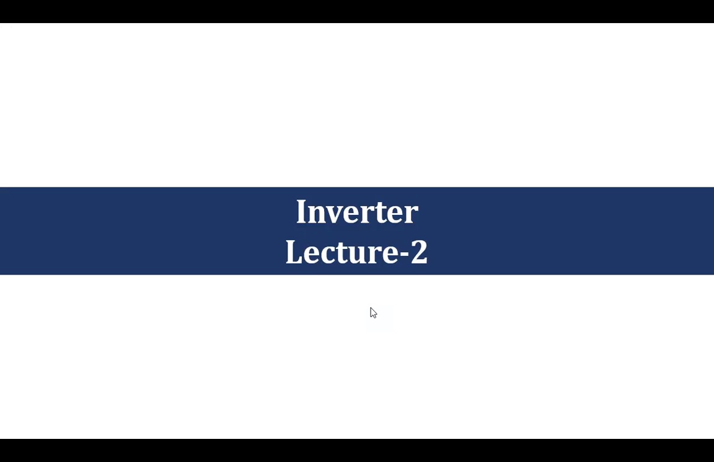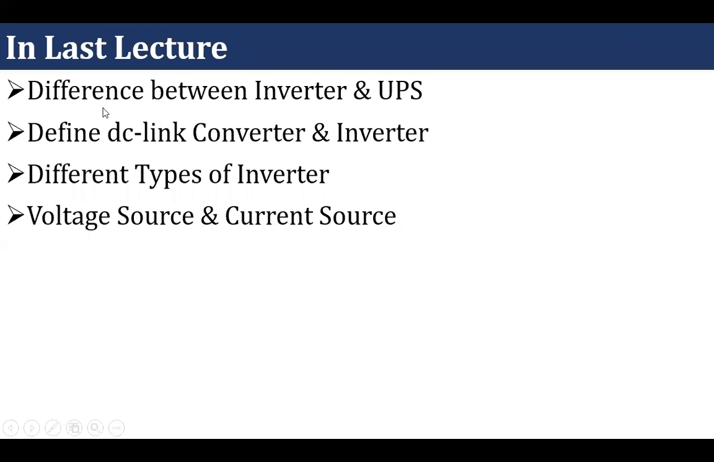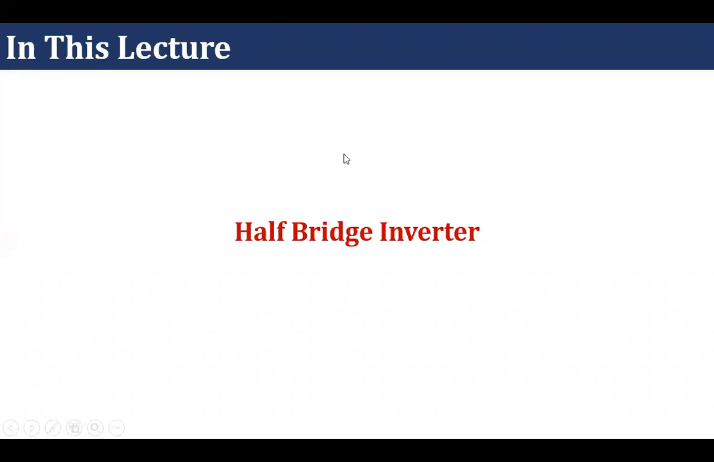Hello all, this is lecture 2 of the inverter lecture series. In the last lecture, we saw the difference between inverter and UPS. Then we defined DC link converter and inverter. Then we went through different types of inverter. Then we understood voltage source and current source, just to understand what is a voltage source inverter and what is a current source inverter. In this lecture, we are going to deal with the half bridge inverter.